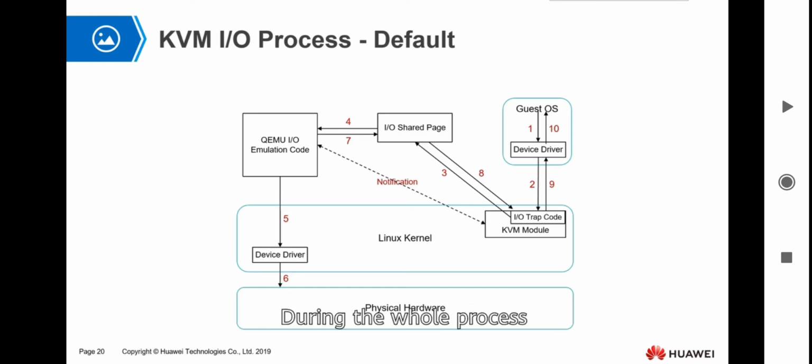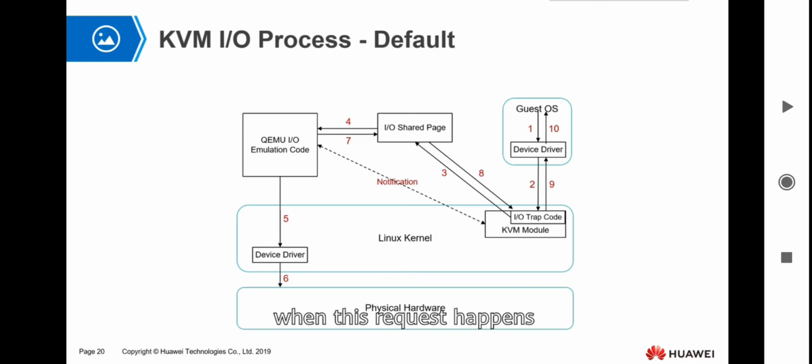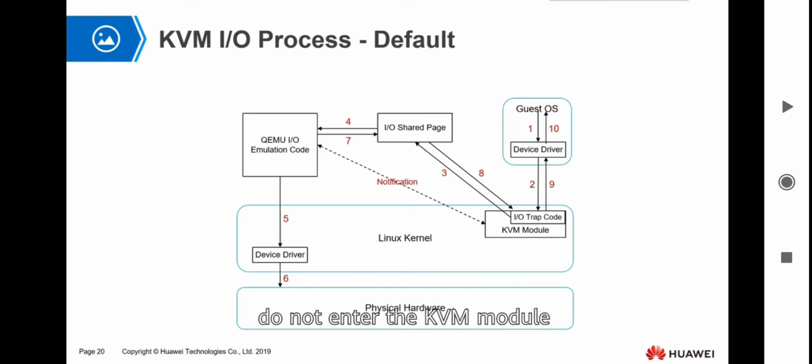During the whole process, do you find a problem? Whether it is the guest OS's I/O request or the result returned by QEMU, it must go through KVM. But the KVM module does not really do anything when this request happens. Is there any way, for example, my guest OS itself is a requester, then my QEMU is a processor? Can you let the guest OS and QEMU deal directly, and not enter the KVM module? This fastens the process and improves performance.